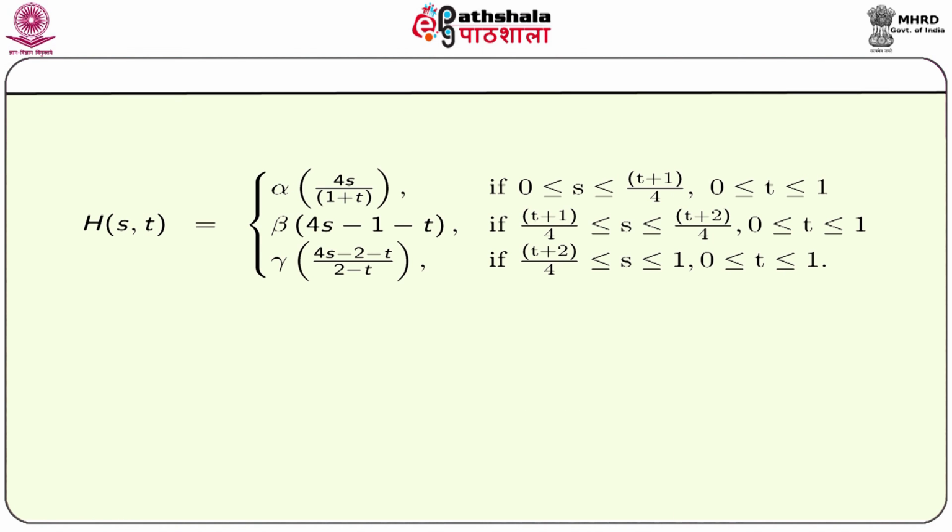Now, we take H(s, t) equal to alpha of a certain variable where (s, t) lies in the region of the first portion, the second portion is covered by beta and the third portion is covered by gamma.